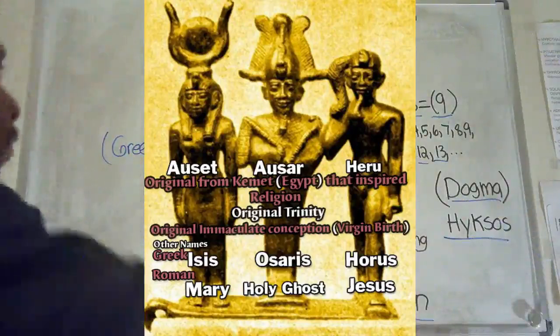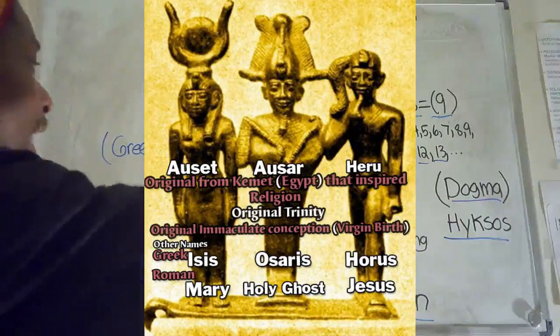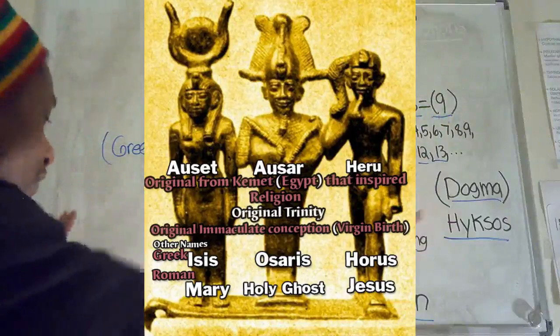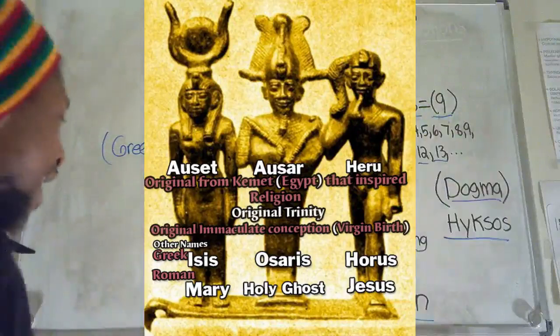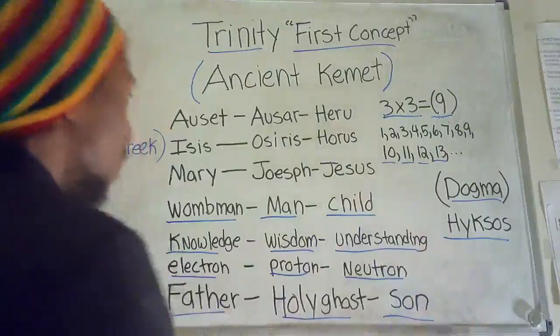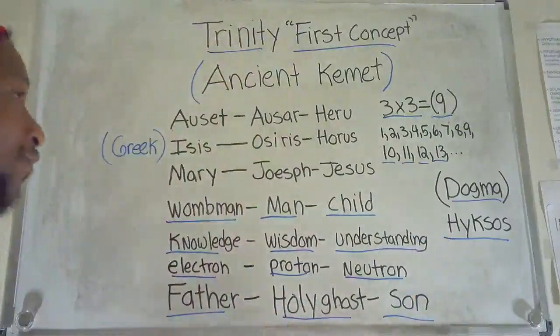So Ausar, Aset, Heru, Osiris, Isis, Horus, Mary, Joseph, and Jesus: woman, man, child, etc., and not the Father, Holy Ghost, and Son. The first concept of the Trinity, my people.